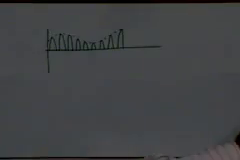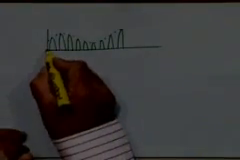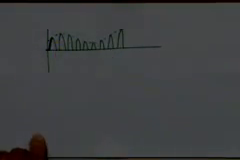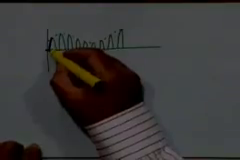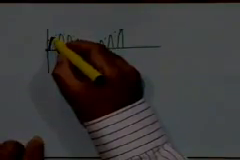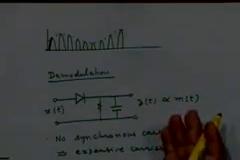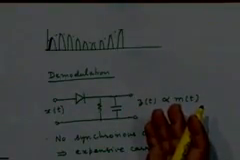Let me use a different color. So initially the output was discharged, the voltage was 0, so it will charge like this, right? Assuming that the charging time constant is very small, let's assume that it will follow the carrier and charge like this, right? When it is charged to this point, the voltage here is equal to this peak value, and suddenly the input value drops below this peak value. What happens to the diode? It becomes reverse biased. It stops conducting, right?